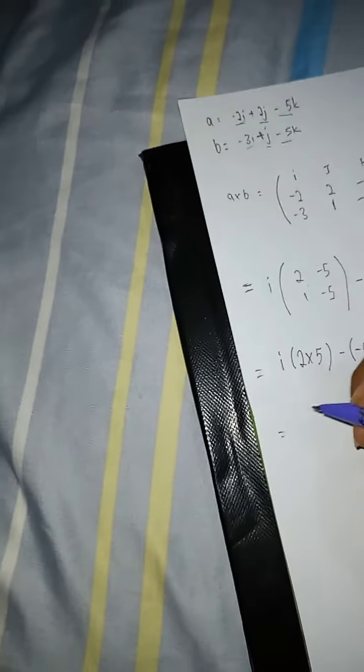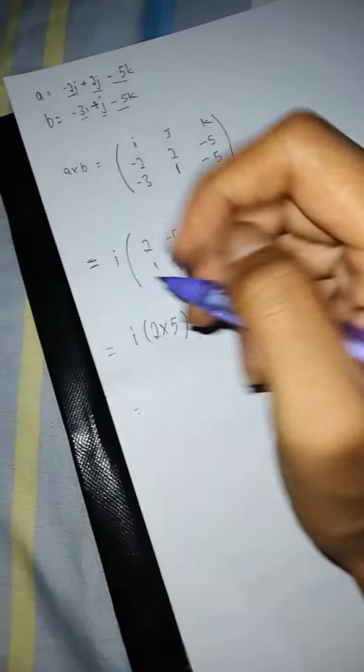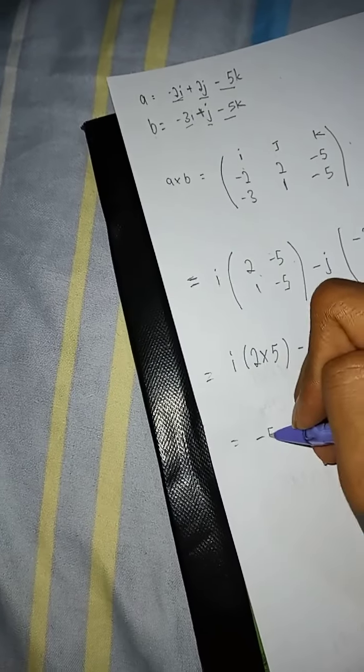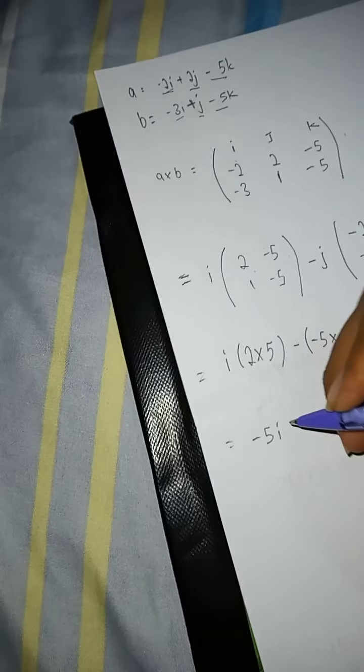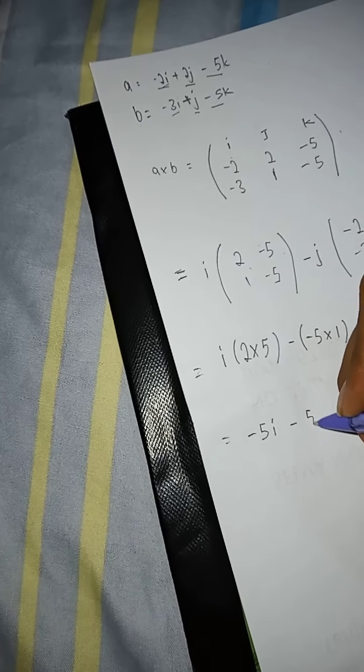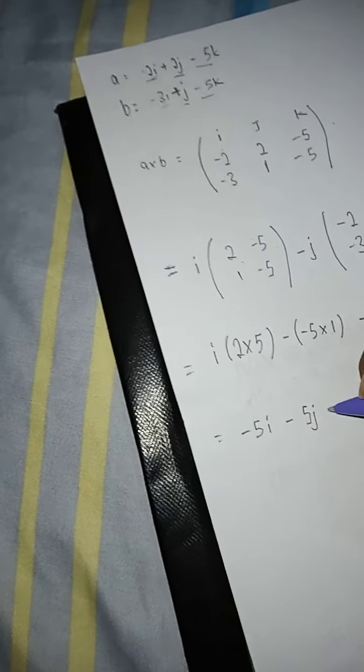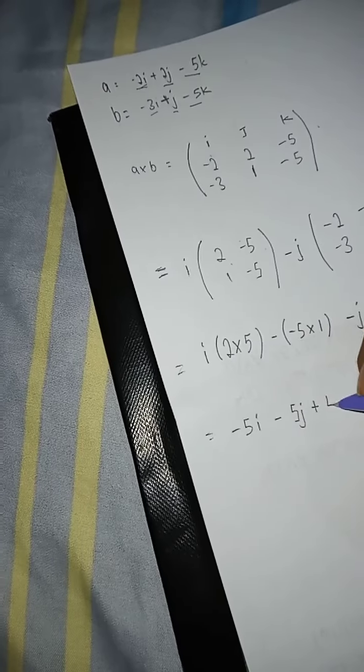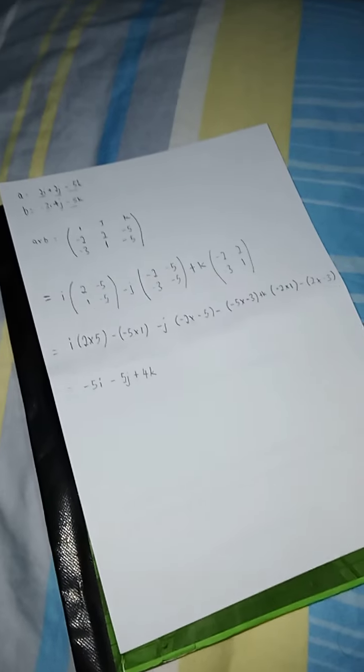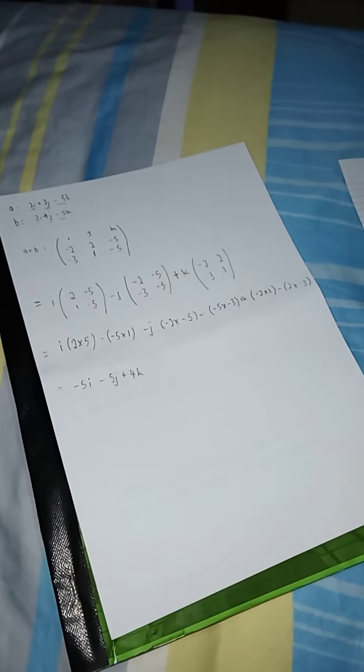And now this is our step, and now we have to calculate using our calculator, and the answer I got is negative 5 equals I minus 5j positive 4k. Okay, this is for our today's lesson. Thank you.